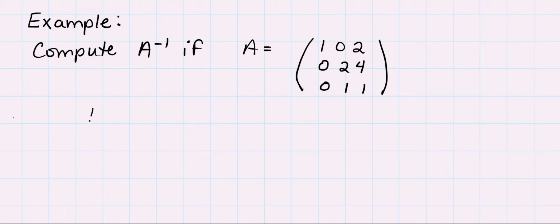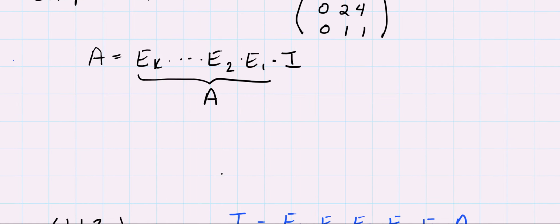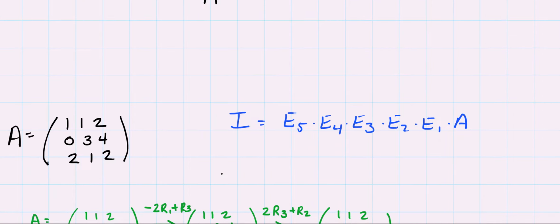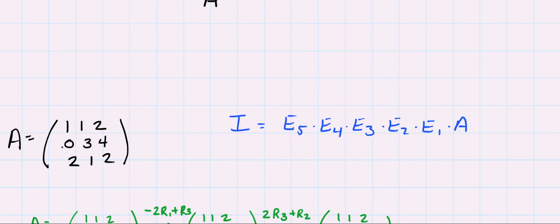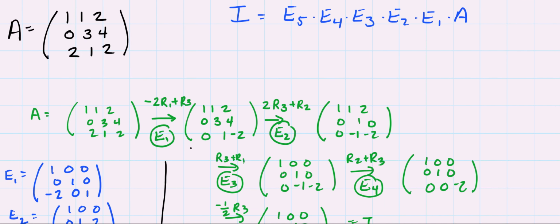And remember that if it's row equivalent to the identity, that means there's a bunch of elementary matrices times the identity that gives us A. So this is just A right here. So if we could figure out what these elementary matrices are and multiply them together, we'll get A. We've done this. You can look back in your notes. We said that this matrix A, if we multiply by 5 elementary matrices, we get the identity. And here was all the work.